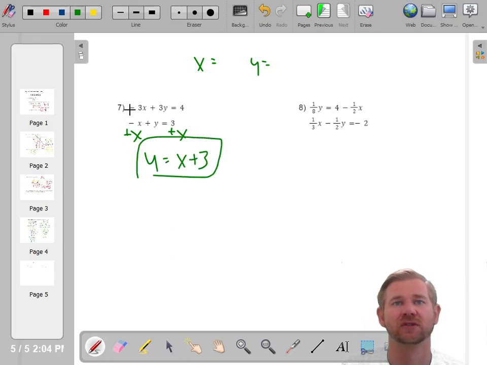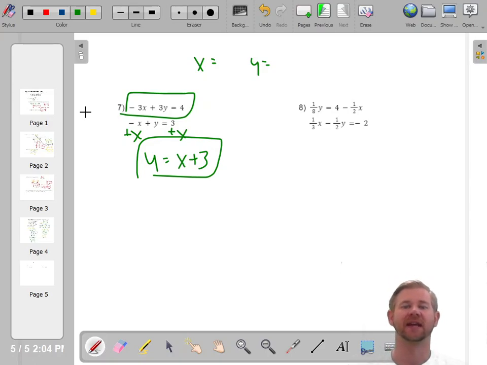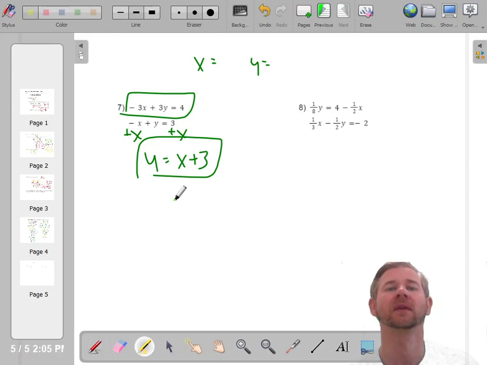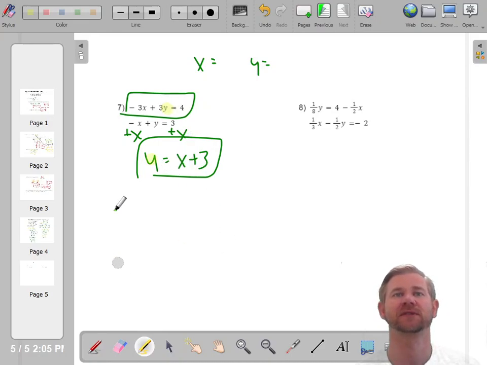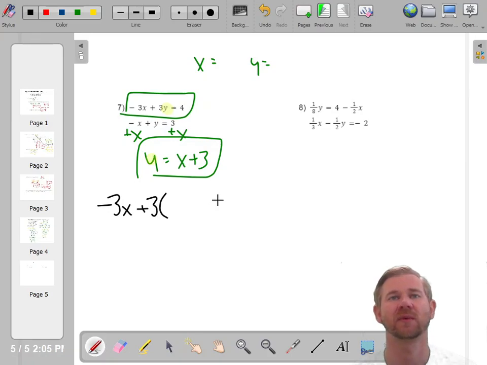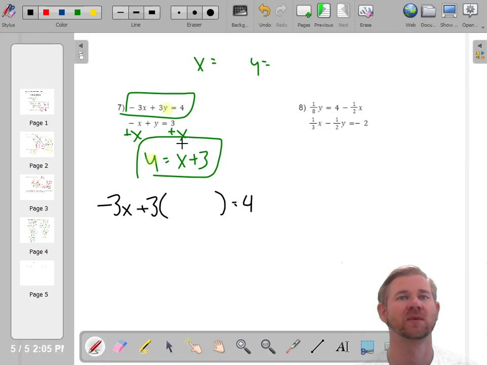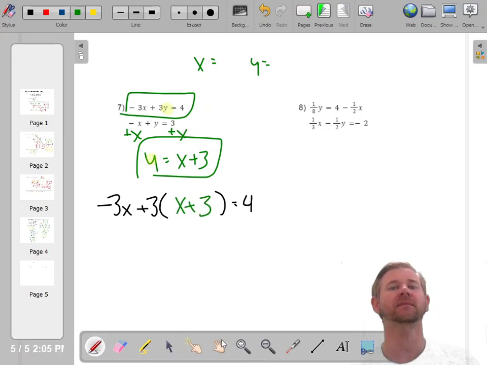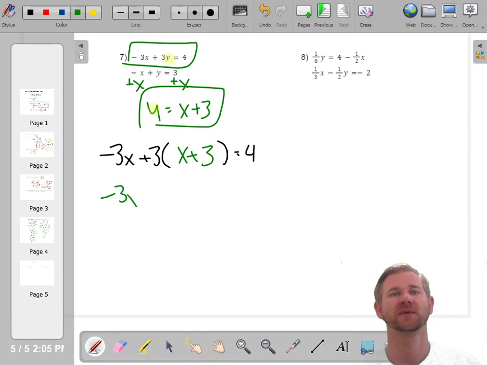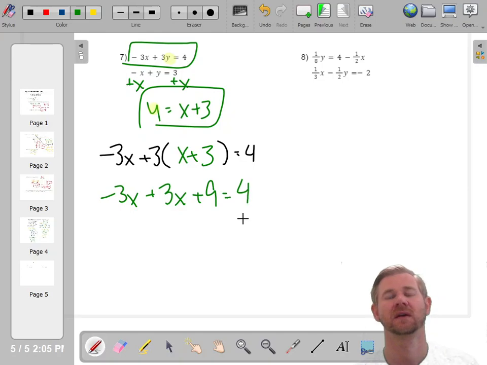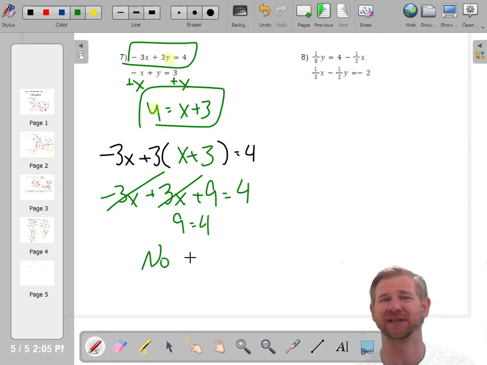Now I have a substitution, so I'm going to use those two equations. Instead of y, I'm not going to write y, I'm going to write x plus 3 instead. So my substitution is -3x plus 3, don't write y. Instead of writing y, you're writing what y equals, x plus 3. Distribute, -3x plus 3 times x is 3x, 3 times 3 is 9. Uh-oh. 9 equals 4? No, it doesn't. This must be no solution.